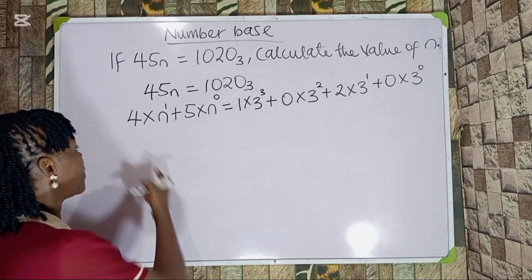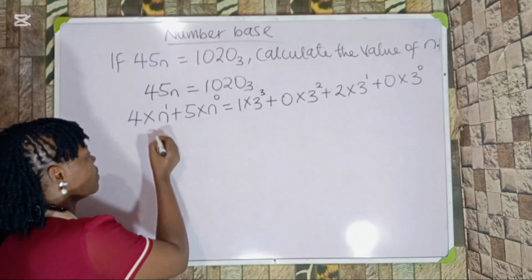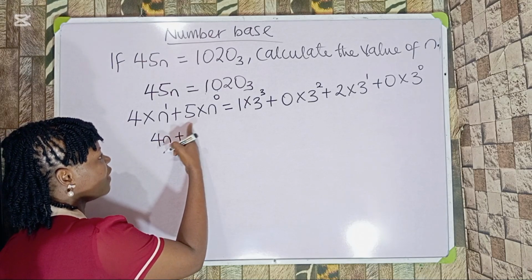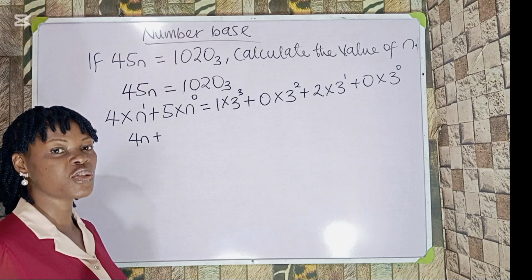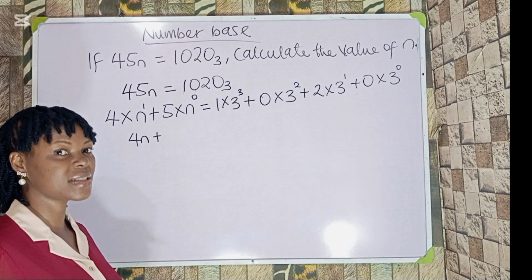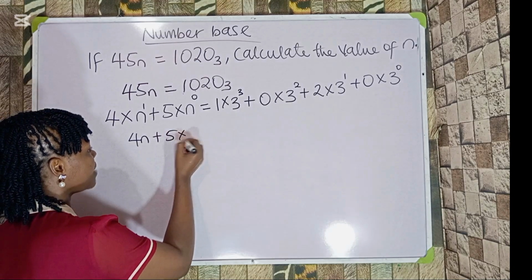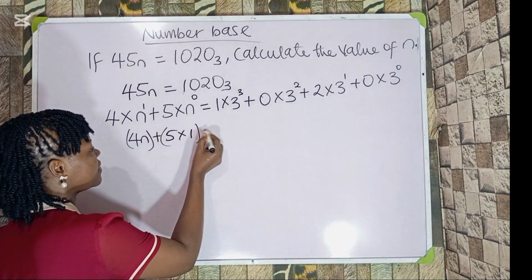Let's proceed. We have 4 times n raised to the power of 1, it becomes 4n. Then plus 5 times n raised to the power of 0. Any number that is raised to the power of 0 is automatically equal to 1. So this is 5 times 1. Let me just put it in brackets to be on the safe side.